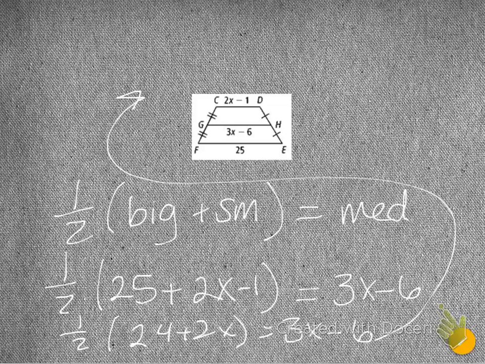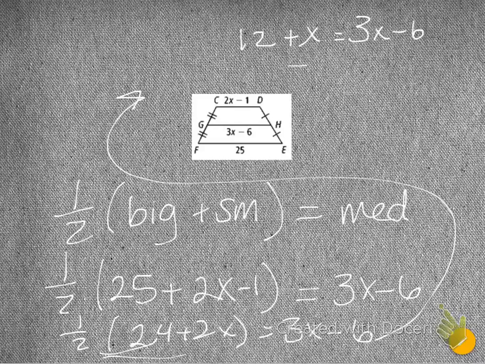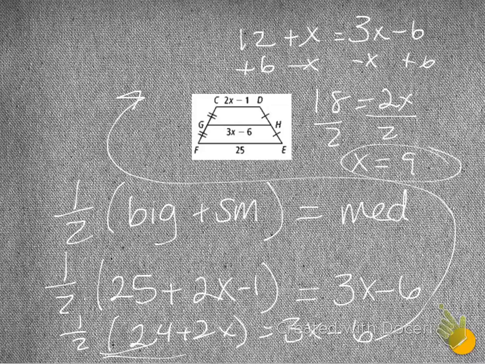I'm going to go up here. So I'm going to distribute that half. So now I'll have 12 plus x equals 3x minus 6. Let's go ahead and subtract x and add 6. So 18 equals 2x, divide by 2. So x equals 9. If I wanted to find the lengths, I would plug it back in. So this is a trapezoid when you have a mid-segment, when you're trying to solve for either the mid-segment of it or the outer lengths on it.